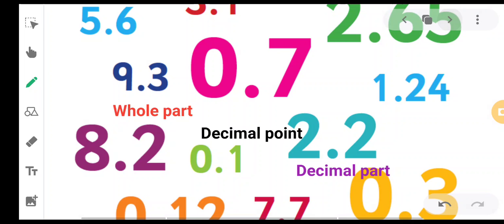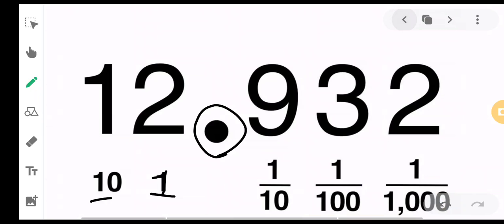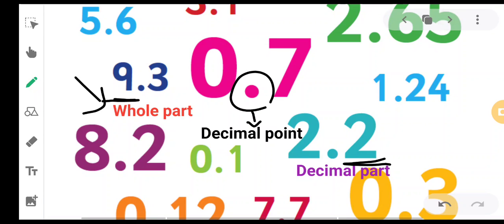So, students, this point is known as the decimal point. The number which is before the point is known as the whole part, and after the point, as you can see here, is known as the decimal part. Now here you can see that 12 is known as the whole part, this point is known as the decimal point, and 932 is the decimal part.